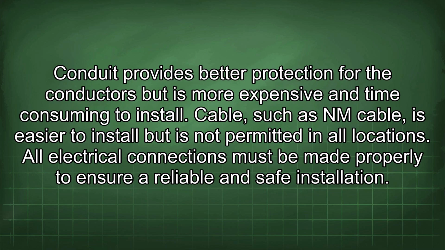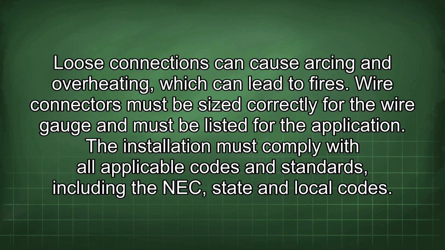The wiring method, such as conduit or cable, must comply with the NEC requirements. Conduit provides better protection for the conductors but is more expensive and time-consuming to install. Cable, such as NM cable, is easier to install but is not permitted in all locations. All electrical connections must be made properly to ensure a reliable and safe installation. Loose connections can cause arcing and overheating, which can lead to fires. Wire connectors must be sized correctly for the wire gauge and must be listed for the application.